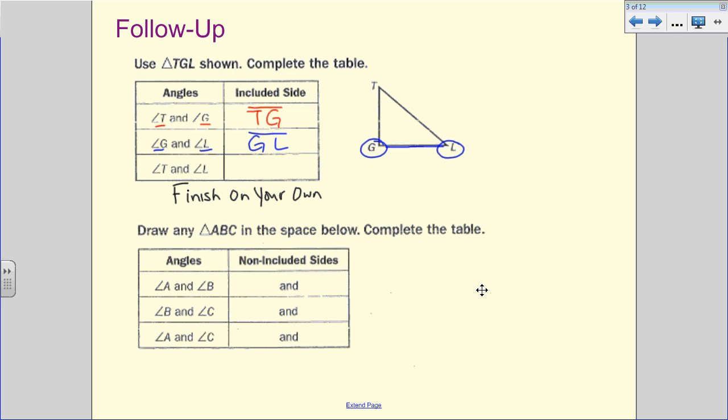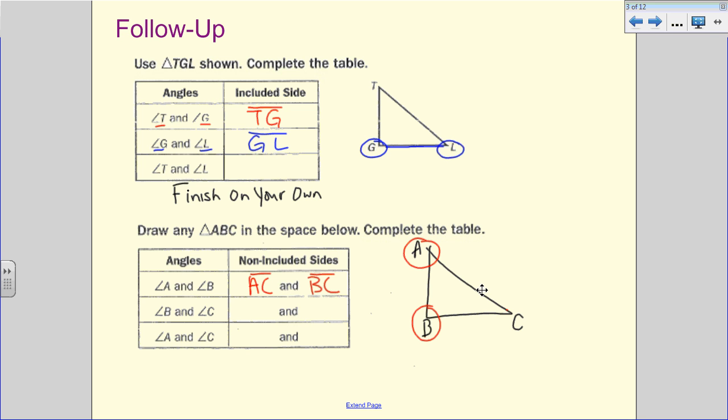Now what we want to do is to draw a triangle ABC in the space below. So I'm going to draw a triangle ABC, A, B, C. And I want to look at the non-included side. So I have angle A and B. So angle A, angle B. The non-included sides would be AC and BC. So A to C and B to C. So you're taking each angle and connecting it to the other vertex. You're going away from it.